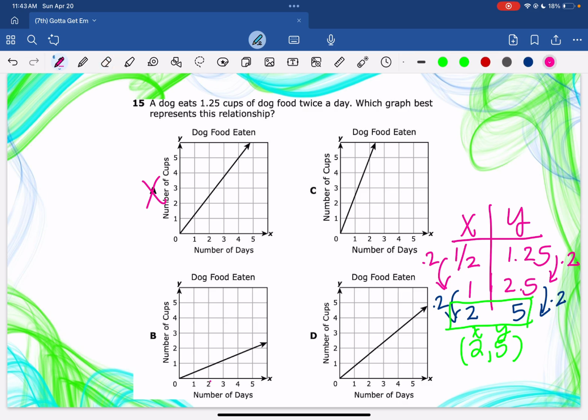For B, I found 2 on the x-axis, go up to 5. Yep, it doesn't even go near there, so it's not B. Now I'm going to look at C, x is 2 and then 5, it actually works out. But because I know this is an old release STAAR item, I definitely want to double check another ordered pair, which would be x is 1 and y is 2.5. So here x is 1, 2.5. It actually works. So C would be correct.